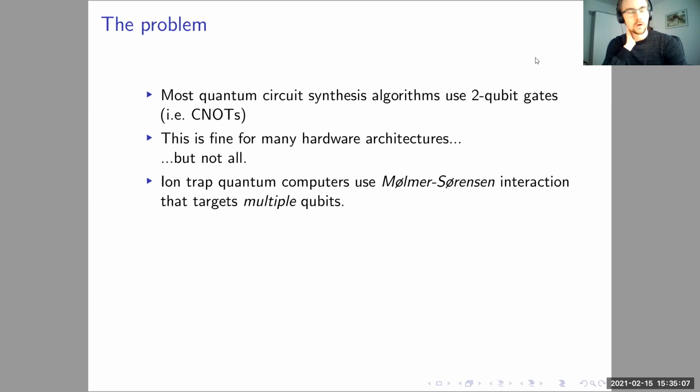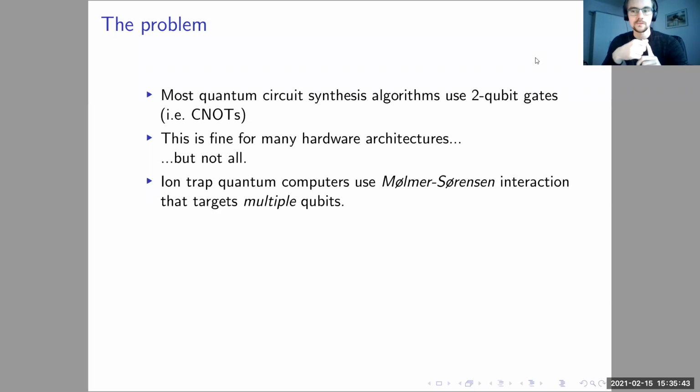And their entangling operation, so the operation that is actually interacting on more than just one qubit at once, is the so-called Mølmer-Sørensen interaction. So what this is physically, if I remember correctly, is you have two ions that are close together, and then you shine a laser on them, and this laser makes them wobble. But the way they wobble when they get close depends on the state they are in. So that means they sort of get entangled because of that. So that's how you entangle qubits in the ion trap.